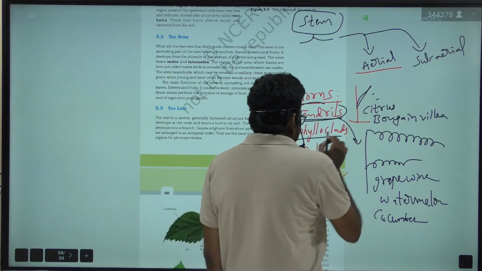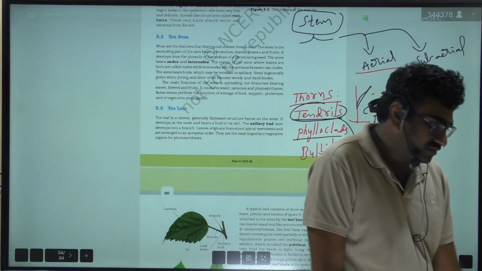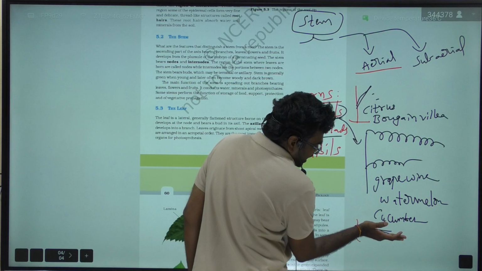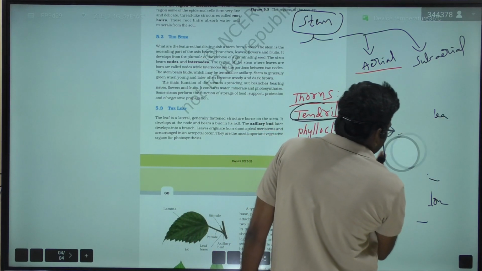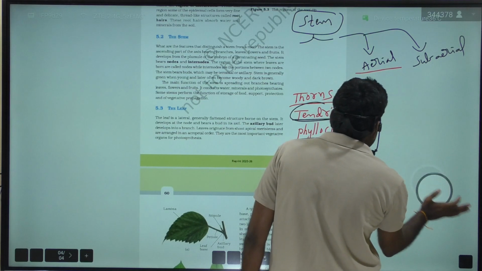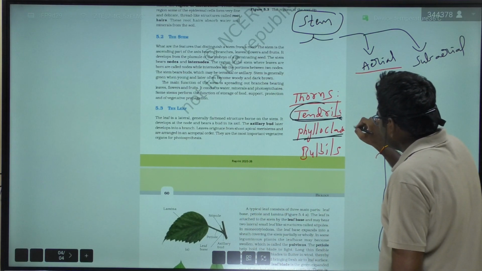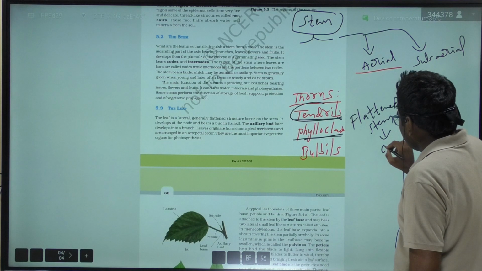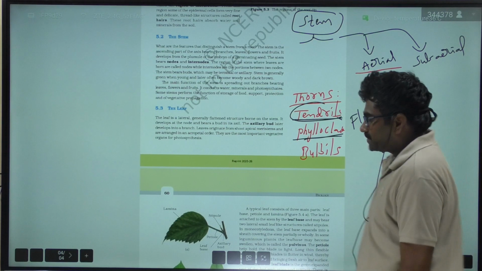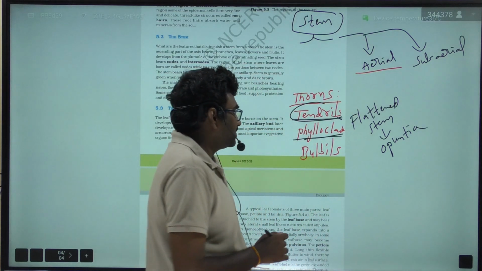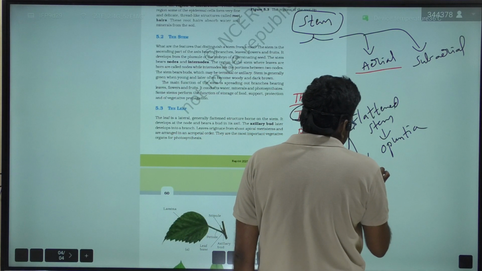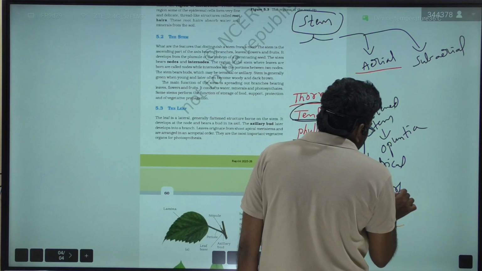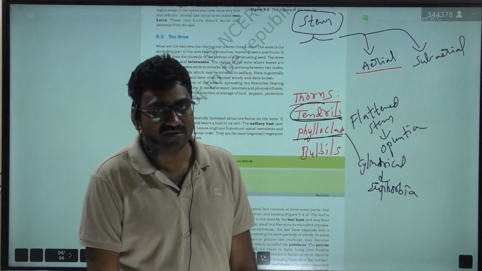And next, phylloclad. Here the stem is modified into fleshy, flattened or cylindrical structures. The flattened stem is found in opuntia, and the cylindrical stem is found in euphorbia. So these are some of the examples of phylloclads.